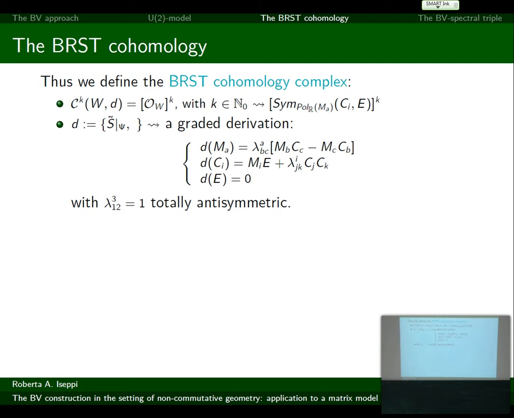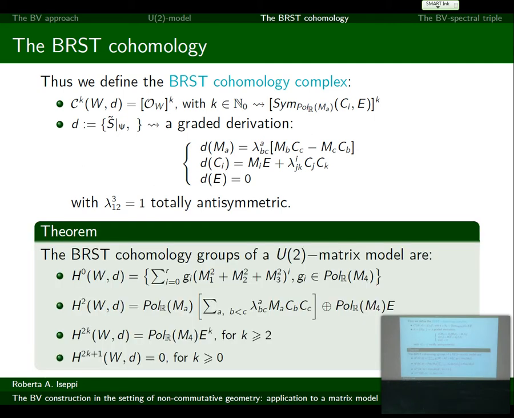What we did was to compute this BRST cohomology group for our U2 matrix model. And this is what we get. Look at what happened in degree 0. You might recognize something here. This is exactly the same formula that we had for the action. This is linked to the fact that H0 describes all the polynomials in the initial fields M1, M2, M3, and M4 which are gauge-invariant. And this was the way in which we characterized gauge-invariant functions in the initial fields.